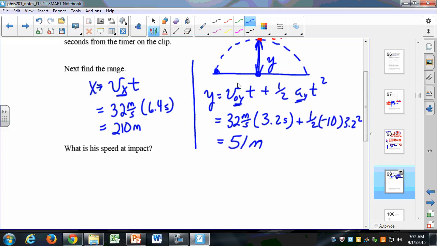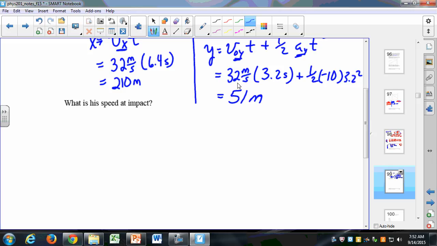Okay, what is his speed at impact? Listen, you should be able to tell me his speed at impact right off. What is his speed at impact? What is it? No, not 32. Somebody said it, I think, over here. It's going to be 100 miles an hour, right? Whatever his speed at the beginning is going to be the speed at the end, right? Assuming that there's no forces acting on him. So we can say his speed at impact is 100 miles an hour, or 45 meters per second.